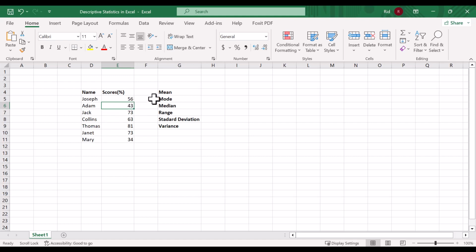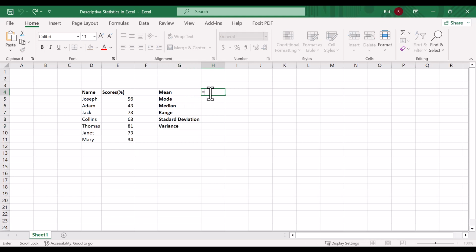So now, how can we calculate these statistical measures: the mean, mode, and median? These are the measures of central tendency. Then we have the range, standard deviation, and variance, which are the measures of spread. So these three allow us to get the center of the data, while these allow us to see how the observations in this data vary with each other.